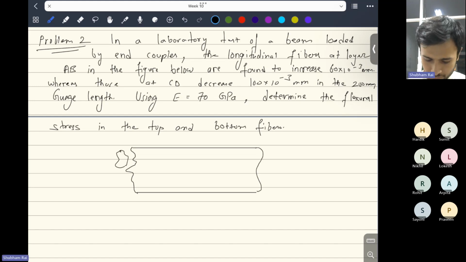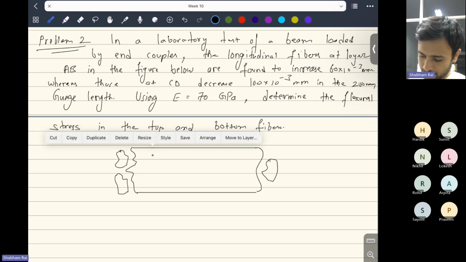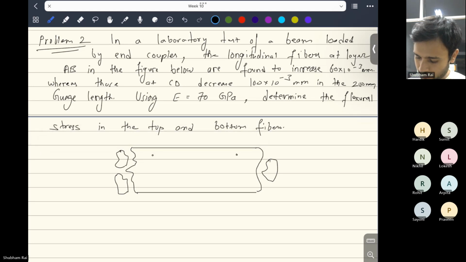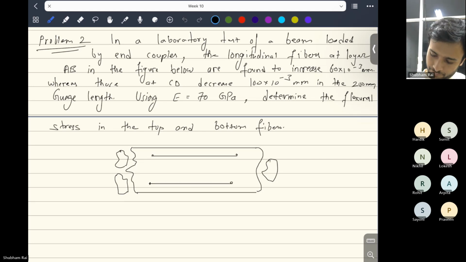Different section. Okay, so let's say this is the beam. So there are fibers. Let's say one fiber is here. This is fiber AB and this is fiber CD. So it parallelly should come here.